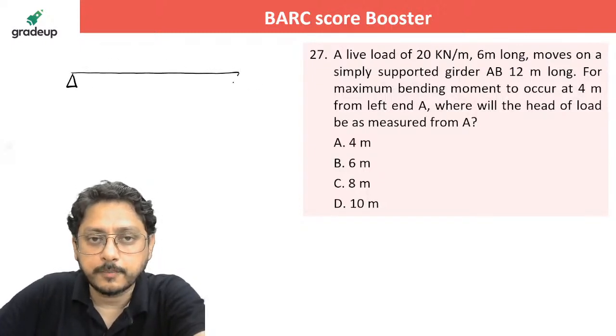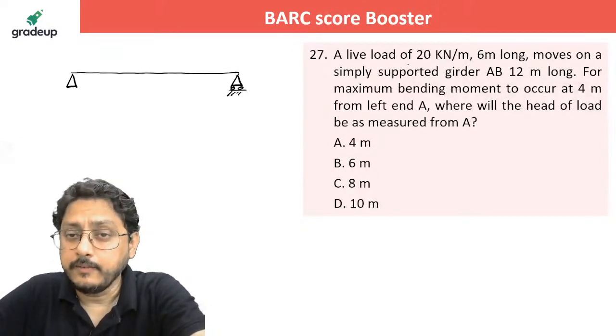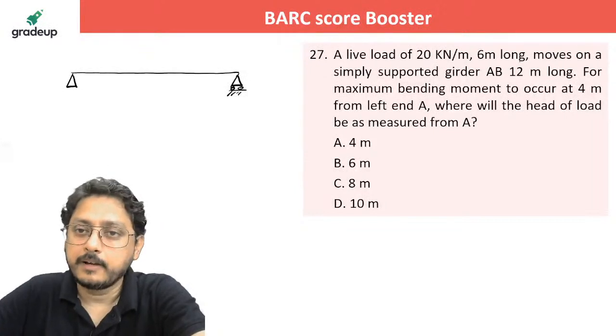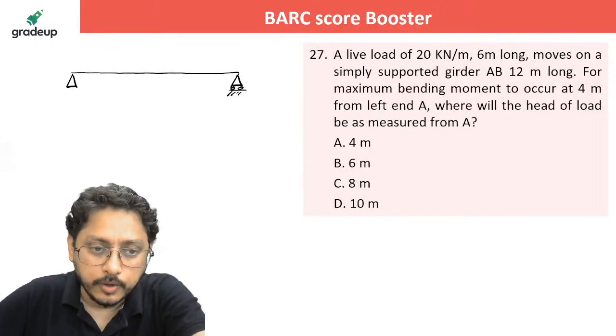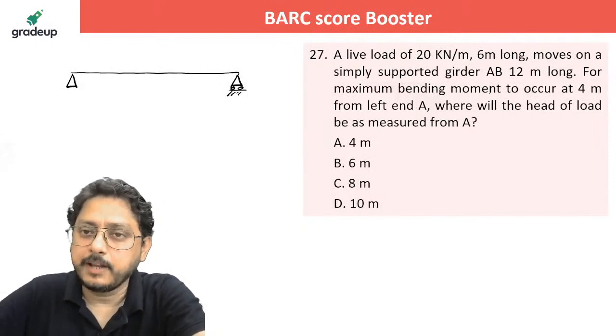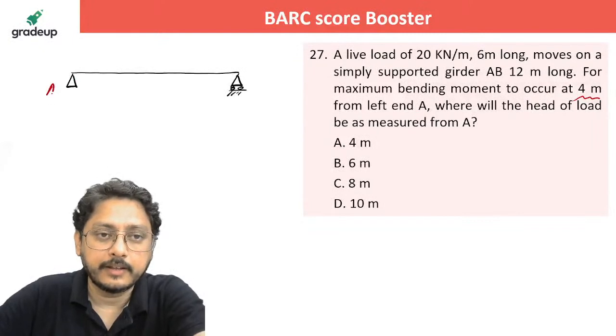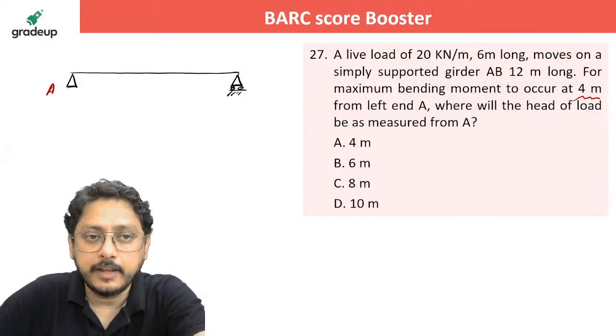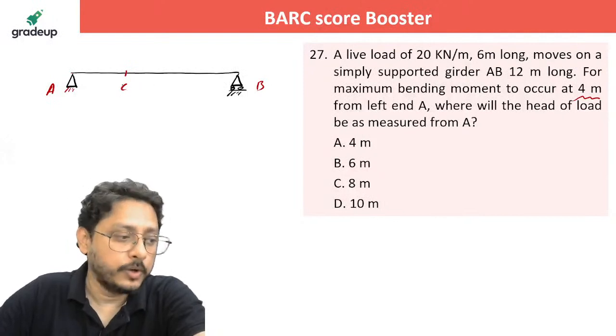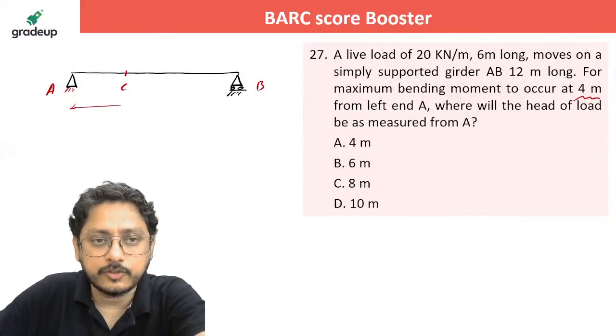This is your simply supported girder of 12 meter long, and a live load of 20 kilonewton per meter. A 6 meter long load is now moving. Now he is asking for a maximum bending moment to occur at 4 meter from left end A. Here A, this is B, and this is C. So he is already providing the distance of C, that is your 4 meter.